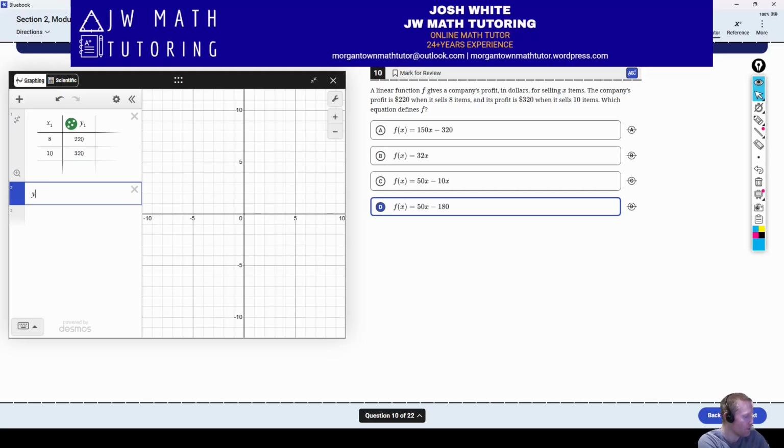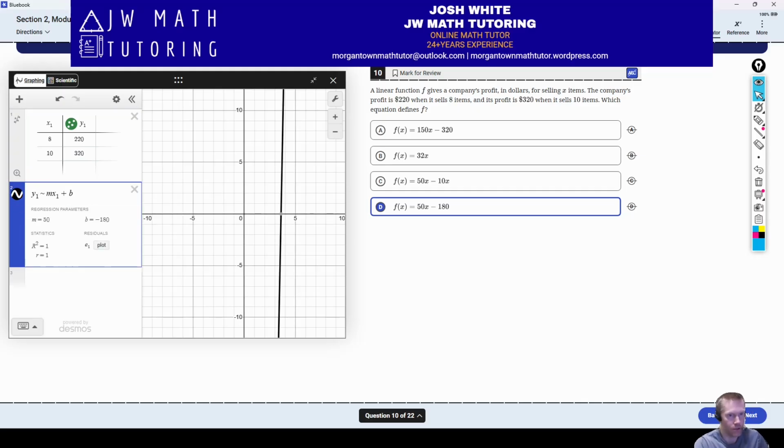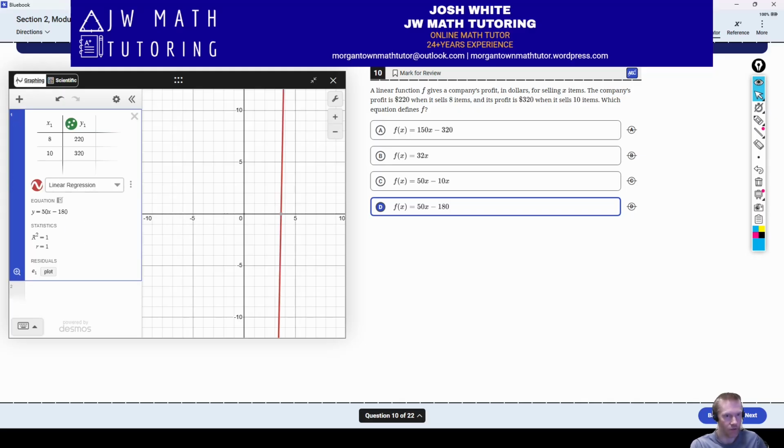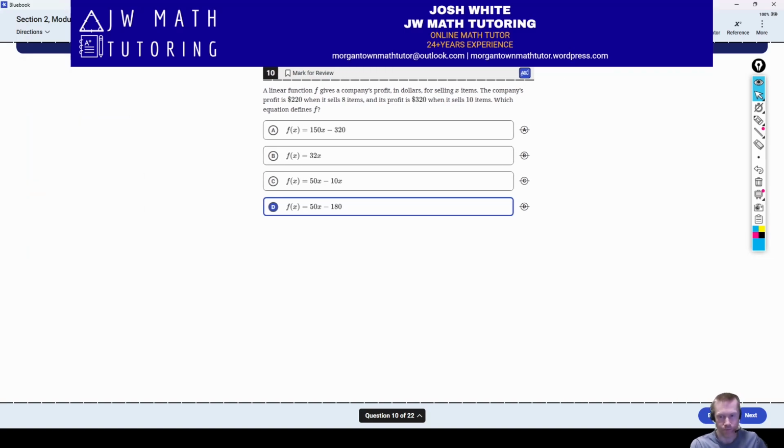And then I'm going to type the regression statement, but you could also use the regression button. Slope is 50, y-intercept negative 180. 50x minus 180. So that's the correct answer. Again, you could also click this. Linear is the default. Y equals 50x minus 180. There's our answer. Move on to the next question.